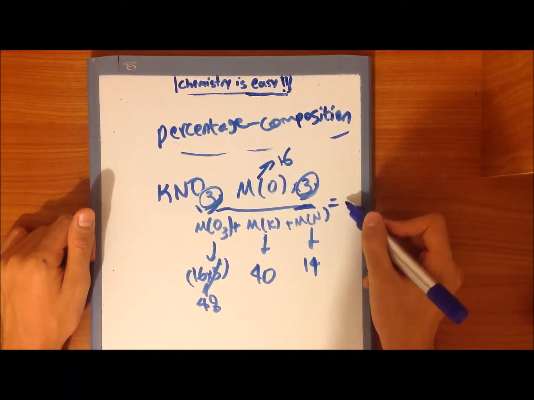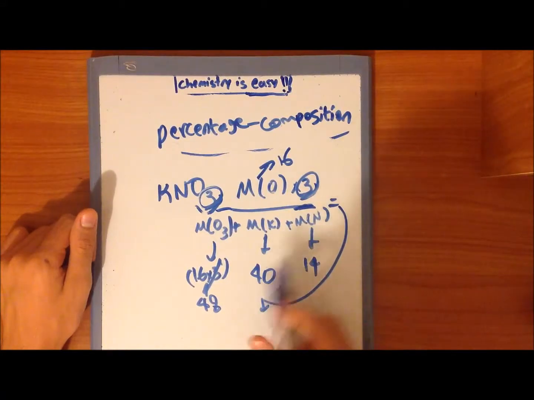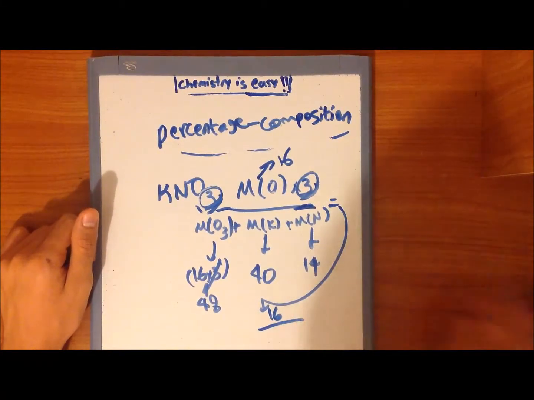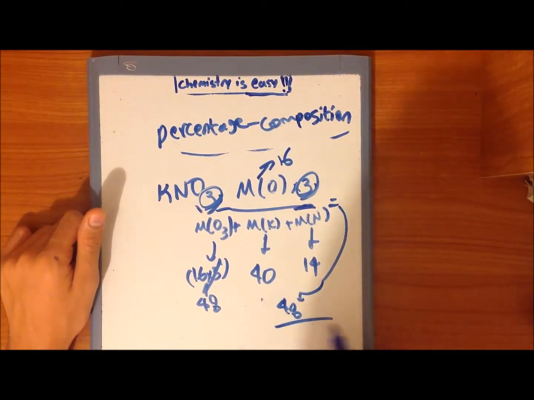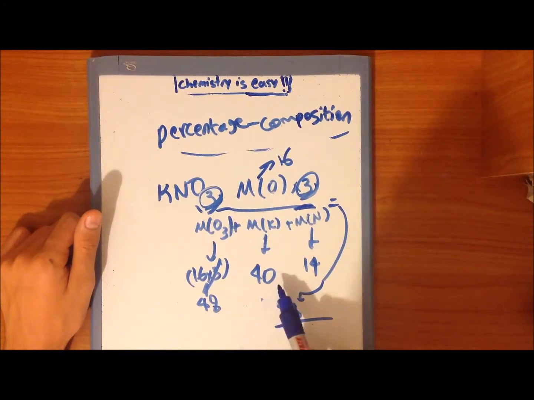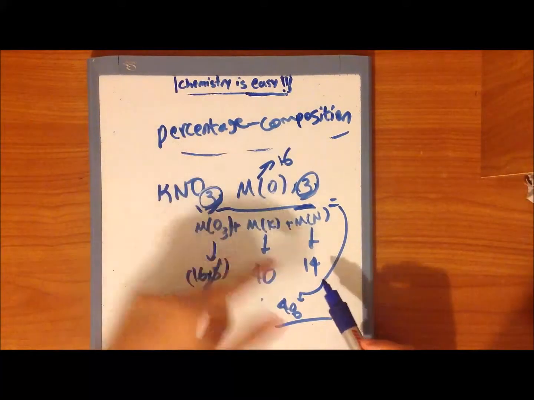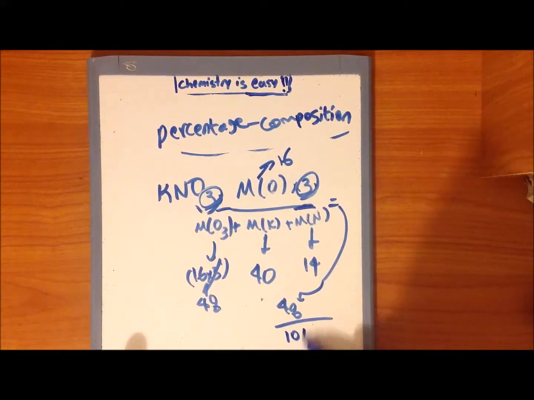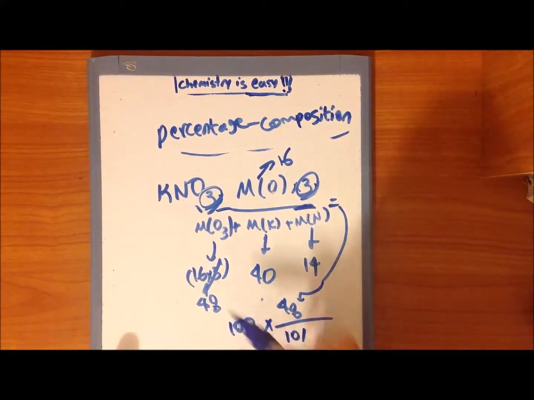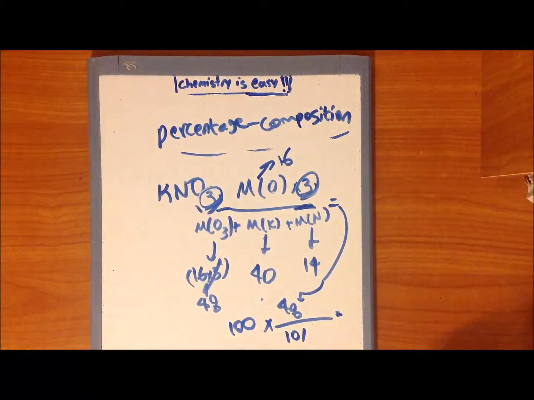Okay, so if I measure it, 48 divided by 48 plus 14, plus 40: 48 plus 40 is 88, 88 plus 10 is 98, 98 plus 4 is 102, times 100 to be a percentage. And if you calculate how many percent oxygen is, it will be 47%.